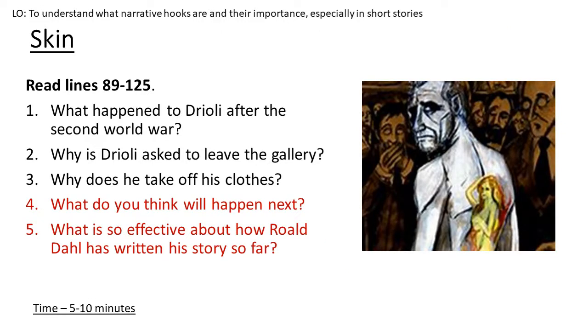Next, read lines 89 to 125. What happened to Drioli after the Second World War? Why is Drioli asked to leave the gallery? Why did he take off his clothes? What do you think will happen next? And what is so effective about how Roald Dahl has written the story so far? Pause the video to answer these questions.